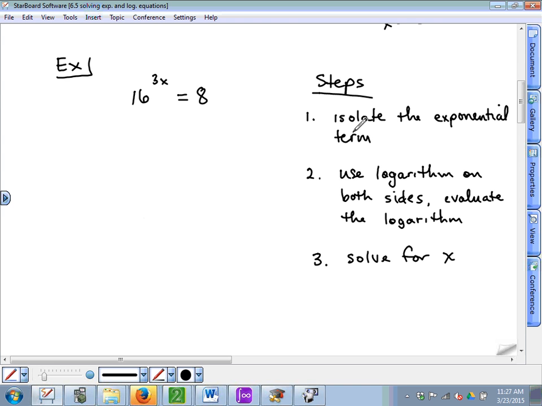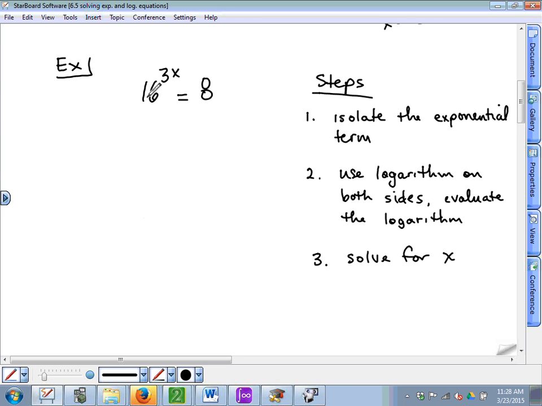Here's what it would look like if we had to do something for step 1. Let me put 16 to the 3x minus 2. You see the difference in that equation there? What would the first step there be? You have to add 2 to both sides. That's called isolating the exponential term. But we didn't have to do that on this problem. We can go right to step 2, which is to use a logarithm.